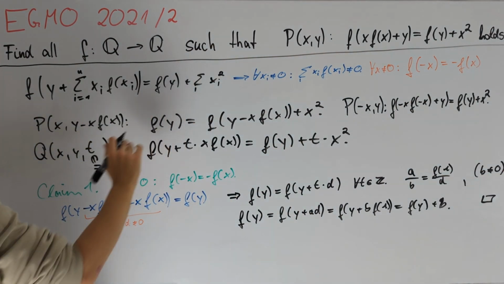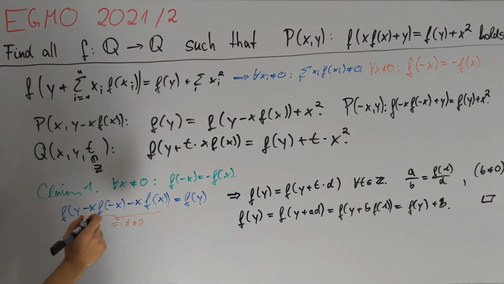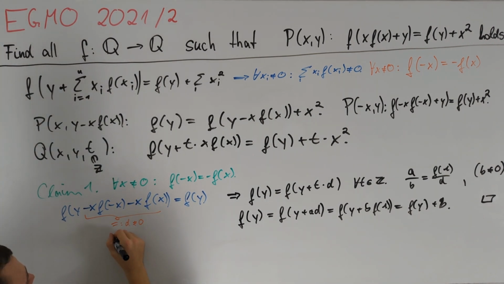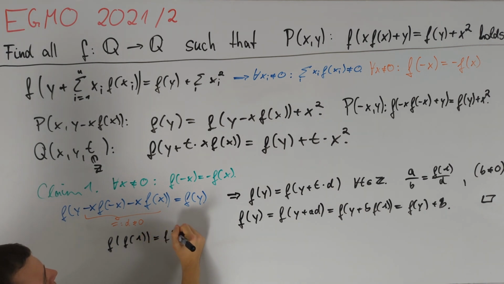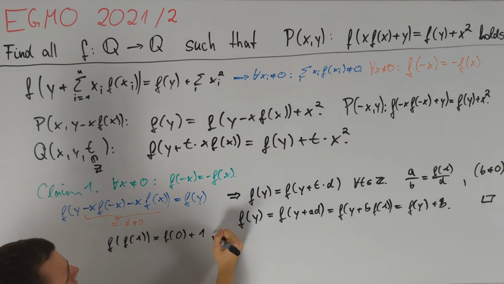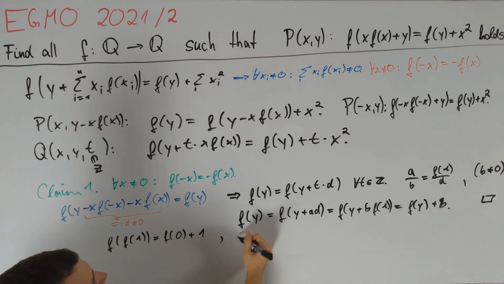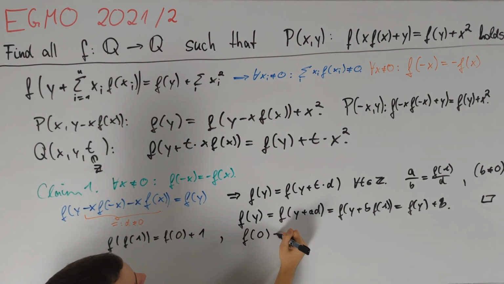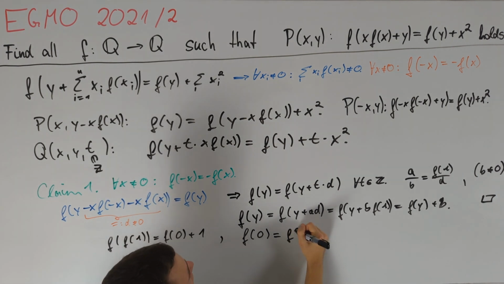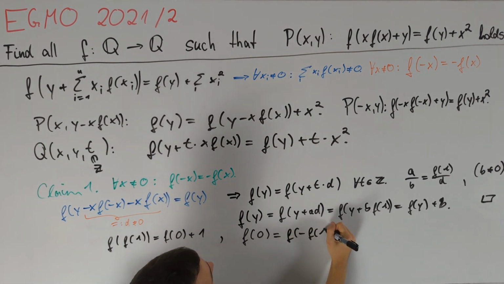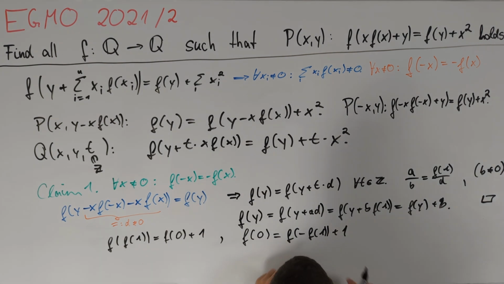So let's set y equal to 0 and x equal to 1 in both equations, which on the one hand yields f of 1 is equal to f of 0 plus 1. And moreover, we know that f of 0 is equal to f of minus f of 1 plus 1. We can see that this argument can't be 0. Otherwise, we would have f of 0 equals f of 0 plus 1, which can't be true.